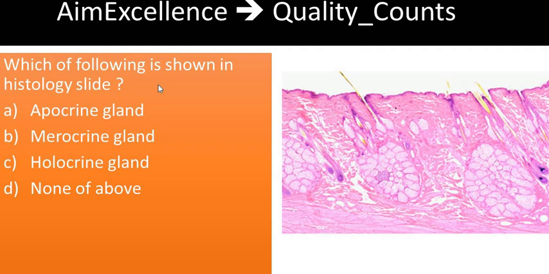Now this is another very interesting question targeting skin anatomy. We have to have a pretty clear understanding because they love skin anatomy nowadays. Which of the following is shown in the histology slide? If you see this slide, there is massive disruption of the glands, and we have to remember one mnemonic. This is very interesting: HAM. You just remember it like this, HAM.